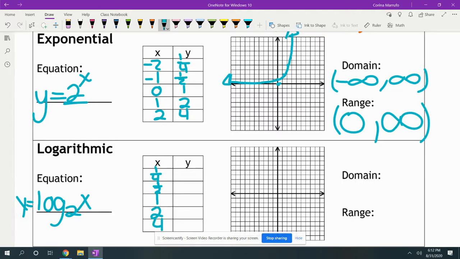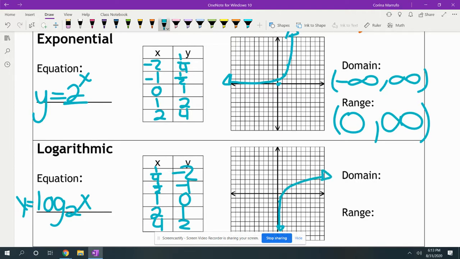Okay, so log base 2 of 4 would give us 2. This would give us 1, 0, -1, and -2. So if we make our graph for this one, it would be 1/4, -2. And then we have 1/2, -1. And then we have 1, 0. And then we have 2, 1. And then we have 4, 2. So your log equation looks something like this.